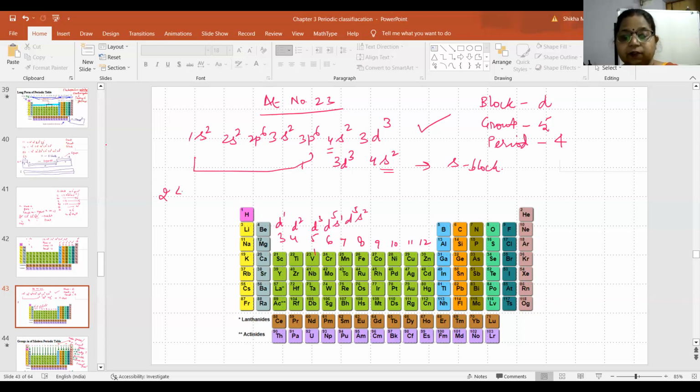Have you written the configuration of atomic number 24 and 29? Or quickly, can we write it? The electronic configuration of 24 and 29. Please do it.